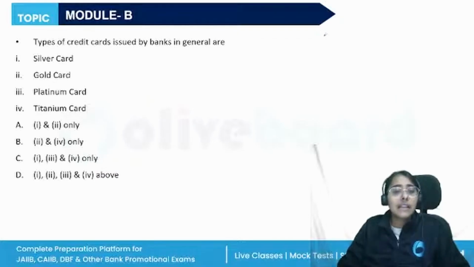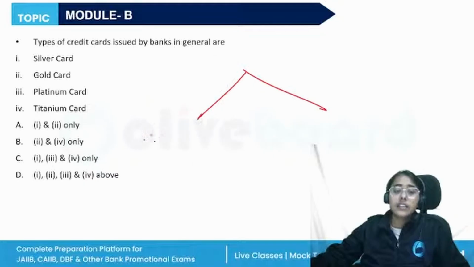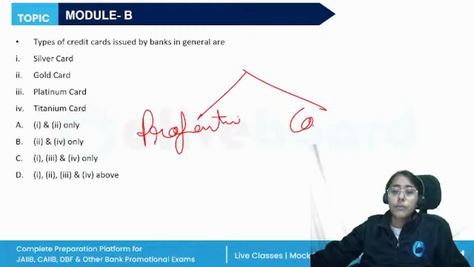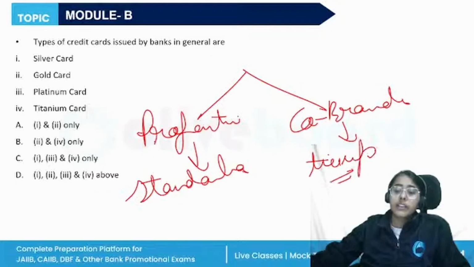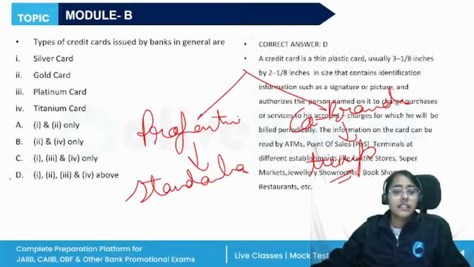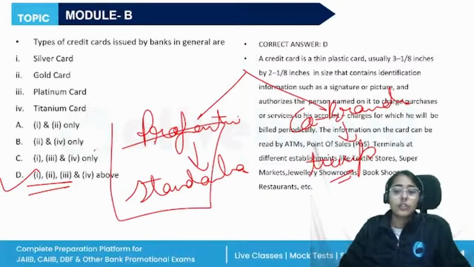Next, the types of credit cards issued by banks in general are silver card, gold card, platinum card, titanium card. Credit cards are issued either in the proprietorship manner or in the co-branded manner. Proprietorship is where the banks provide standalone cards independently. Co-branding is where tie-ups are done with the companies. So the correct answer is 1, 2, 3, and 4, and these are the proprietorship or standalone cards.